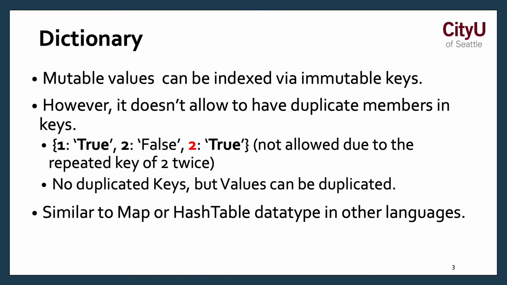They're basically mutable values. It means that the paired value can be changed. However, the key that references that value is immutable. We cannot change that. It's also similar to a map or hash table data type in other languages. So if you've done Java or C++, you've encountered this as well. Keys cannot be duplicated, but values can be duplicated.